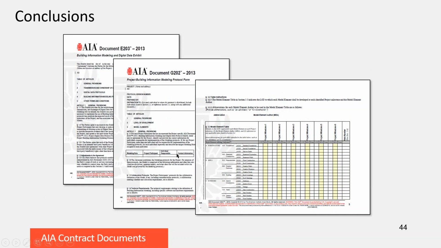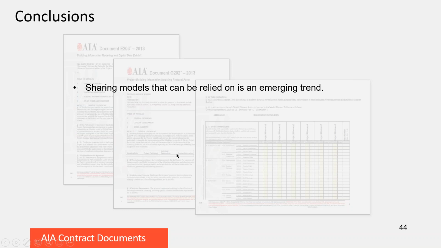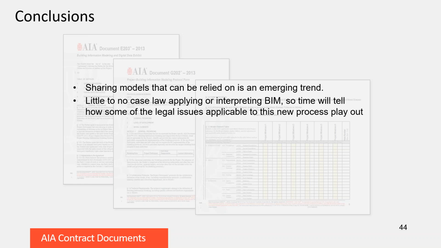So some conclusions then. First of all, sharing models that can be relied on is an emerging trend. It's probably not quite mainstream yet, but it's well on its way to becoming that. There's little or no case law applying to interpreting BIM. There are some lawsuits out there that have been resolved, so there is some case law, but there's not much. So time will really tell how some of these legal issues will play out.